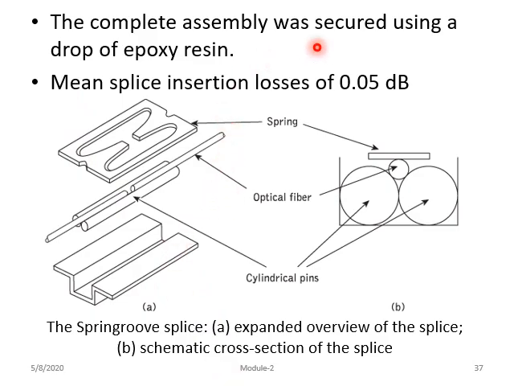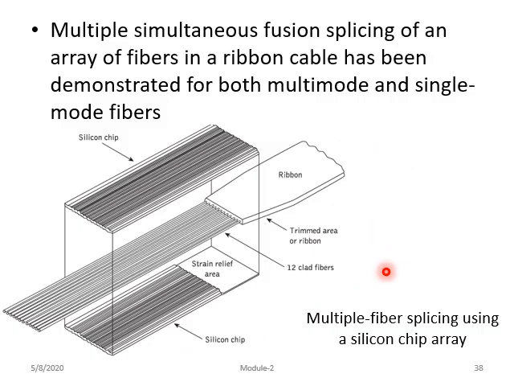The complete assembly is secured using a drop of epoxy resin dropped in between these. The mean splice insertion loss because of this will be much reduced compared to the V groove technique: 0.05 dB. That is the amount of loss with the spring groove splice technique. One more type under mechanical splicing is multiple fiber splicing using a silicon chip array, which is used when many fibers are spliced together.